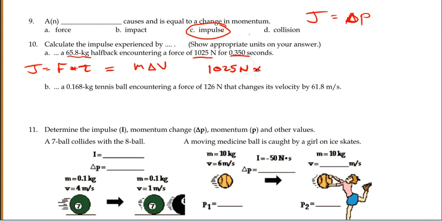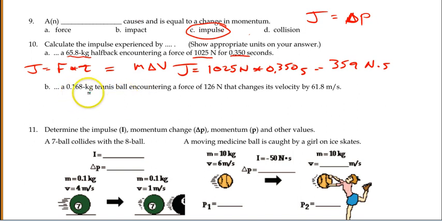1,025 newtons times 0.350 seconds will give us an impulse of 359, rounded off to 3 significant figures, and that's newtons times seconds. Now, a newton times a second is the same as a kilogram times a meter per second, because, again, impulse is equal to the change in momentum.